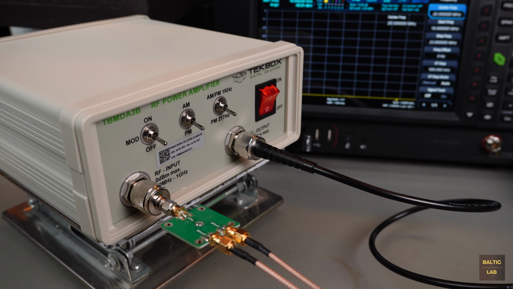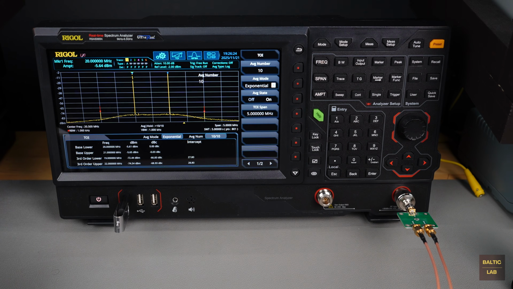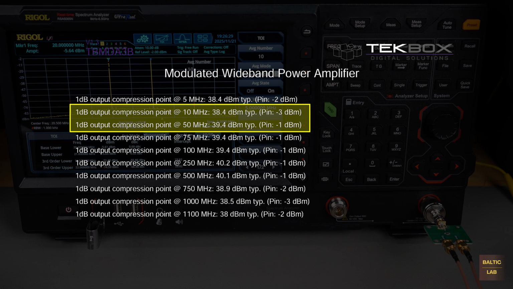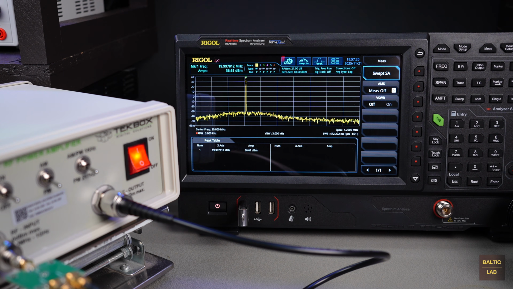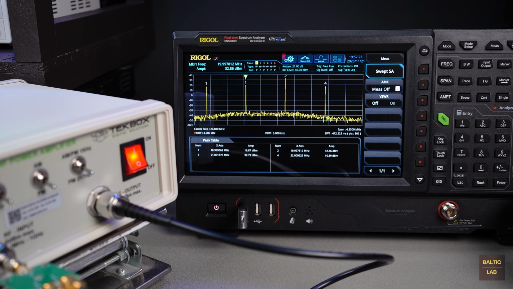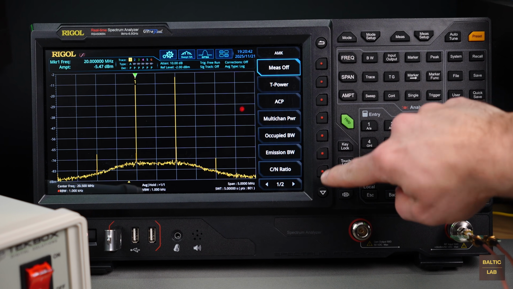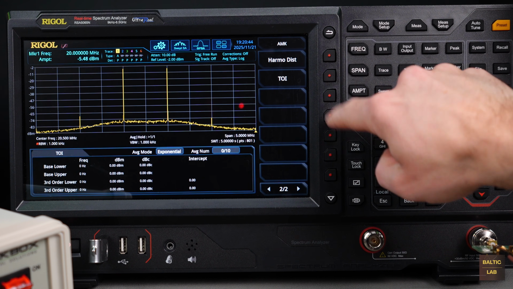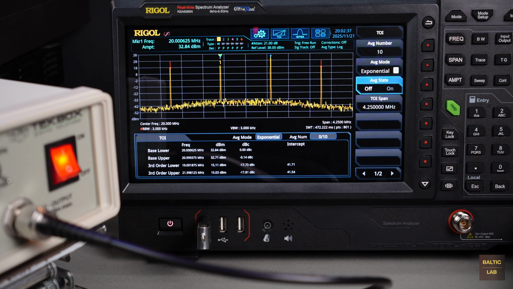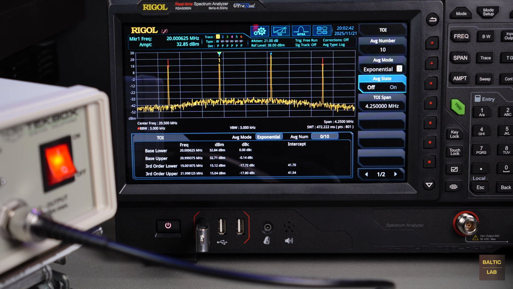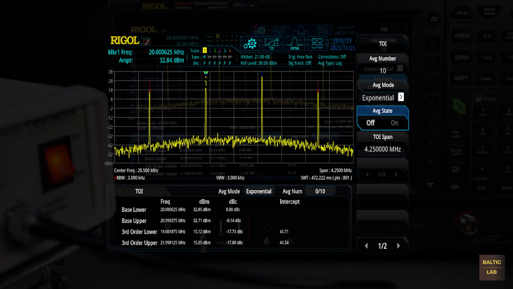The device under test is driven with two tones at 20 and 21 MHz, each set to -5 dBm, supposedly below the 1 dB compression point specified by the manufacturer. Instead of calculating the TOI manually, the Rigol RSA5065N's advanced measurement kit is used. It automatically tracks the fundamental tones and the third-order intermodulation products and computes the TOI. The output tones and the third-order products are clearly visible. The resulting TOI is calculated to be 41.5 dBm.